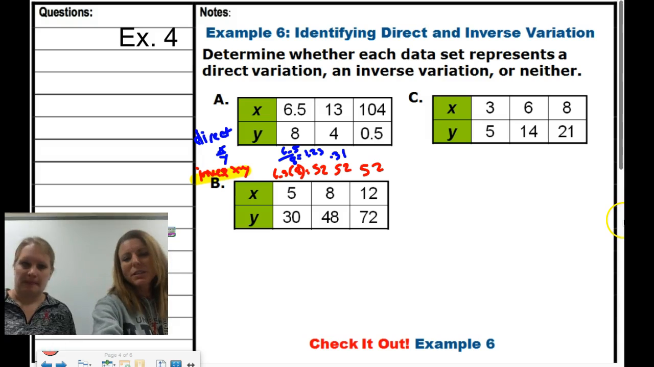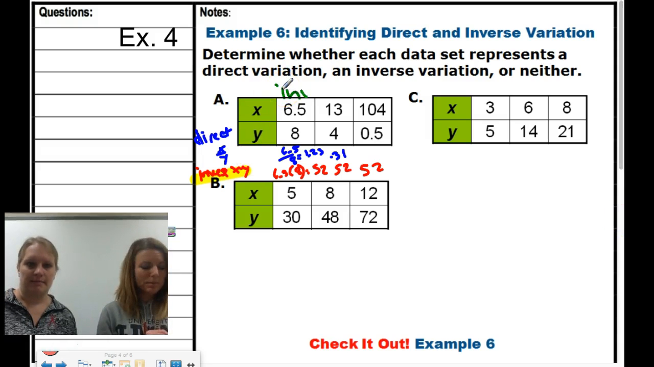So let's write inverse on top. It's an inverse variation.